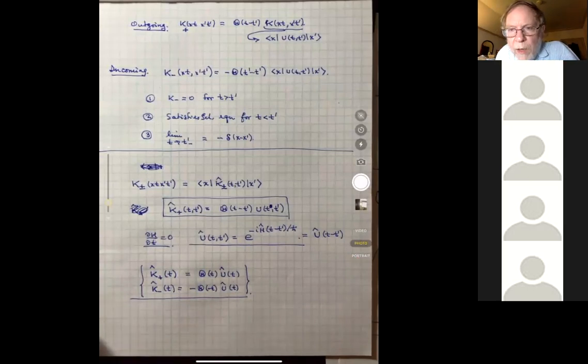All right, that finishes all I want to say about time dependent Green's functions. Are there any questions about this?